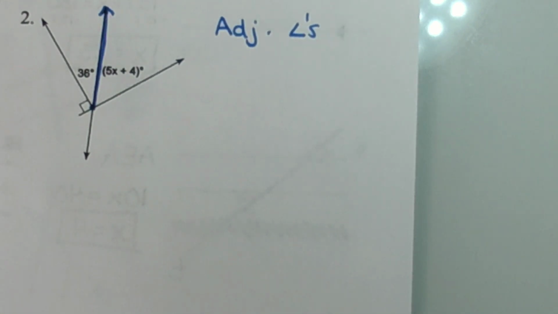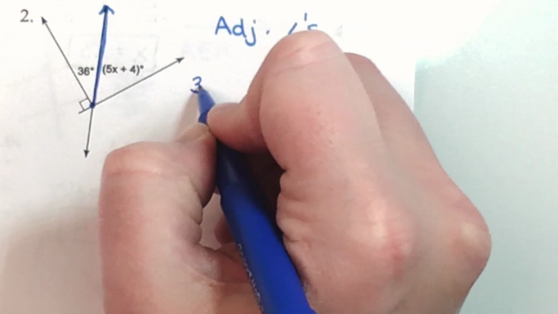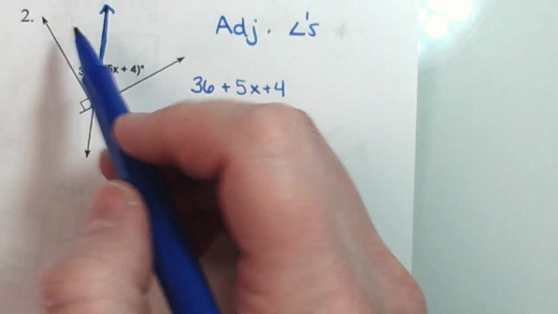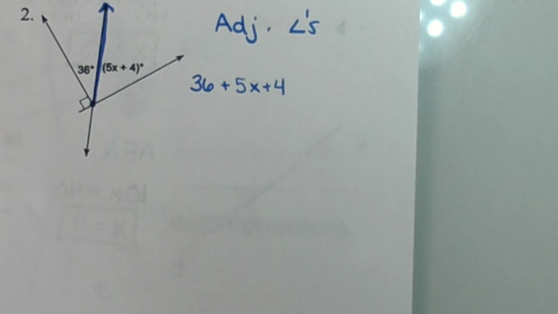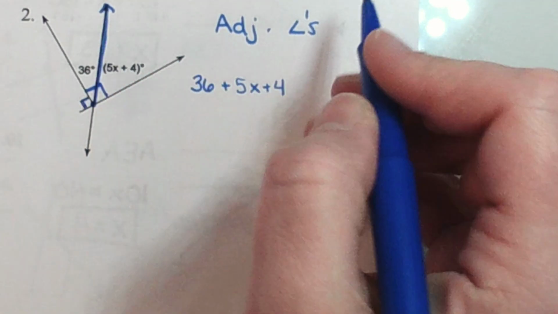Adjacent angles isn't on our postulate sheet because adjacent angles is something we did all the way back in chapter 1. We did it in chapter 1, we did it in chapter 2. Adjacent angles do not have a specific theorem to them either. Adjacent angles can simply be added to make the big angle. Little angle's 36. Other little angle is 5x plus 4. Why 90? It has that little box.